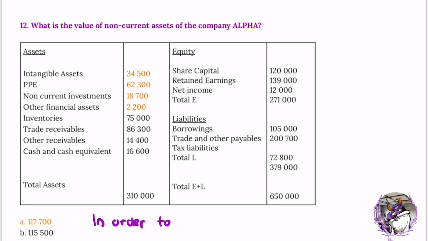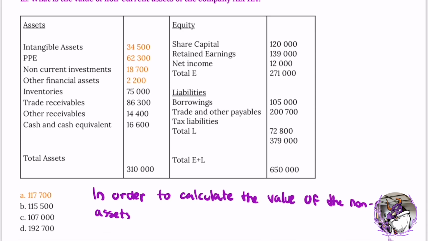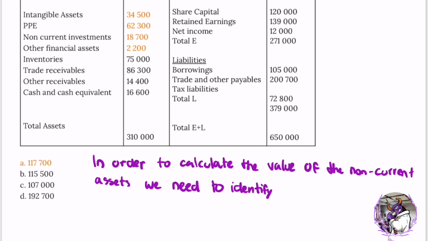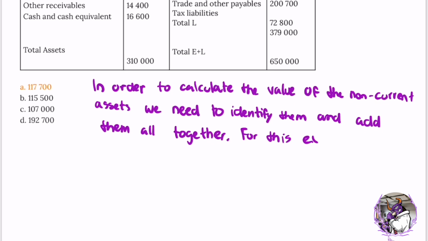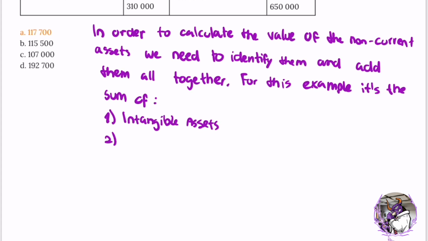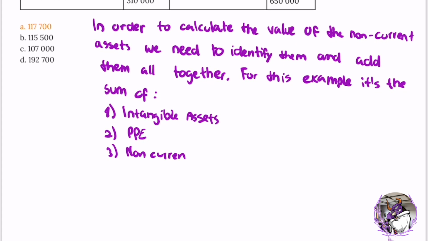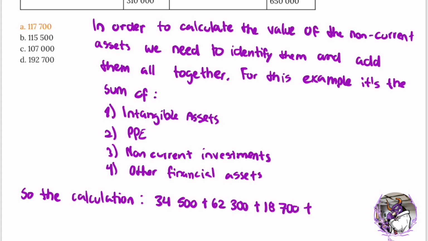Question 12. What is the value of non-current assets of the company Alpha? So in order to calculate the value of the non-current assets, we need to identify them and add them all together. For this example, it's the sum of intangible assets, PPE, non-current investments, and other financial assets. So the calculation is going to be 34,500 plus 62,300 plus 18,700 plus 2,200, which will give us a total of 117,700, which is letter A.